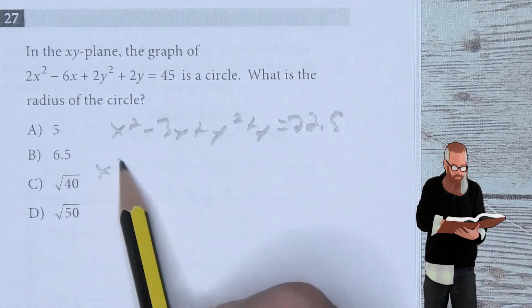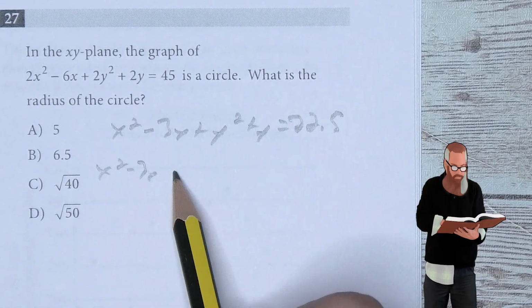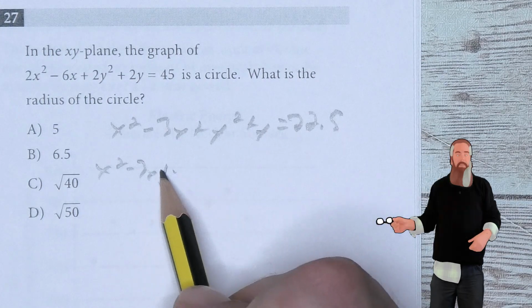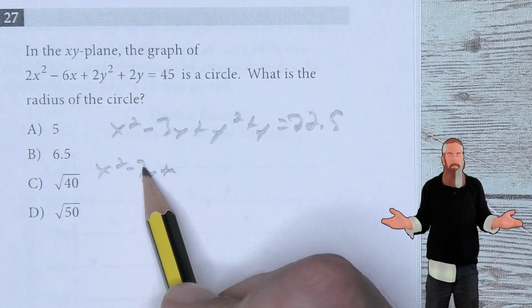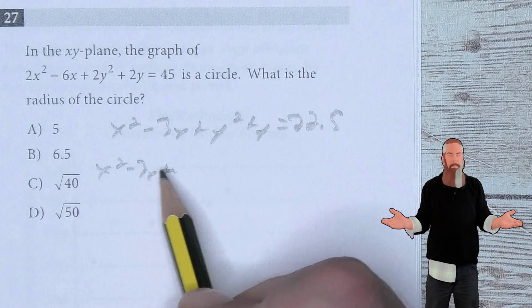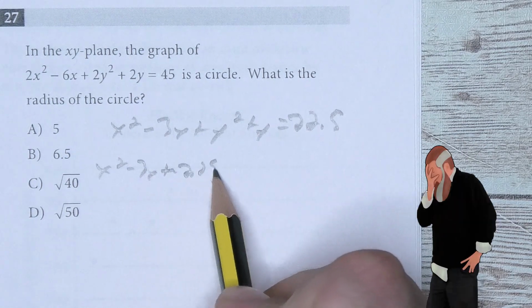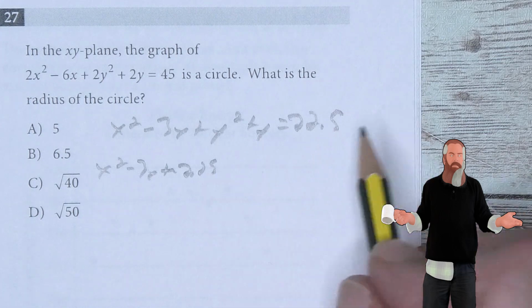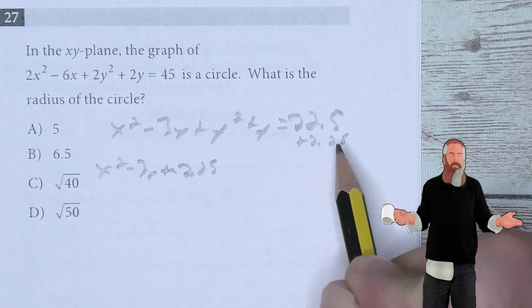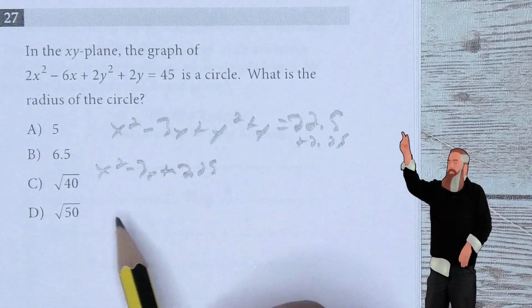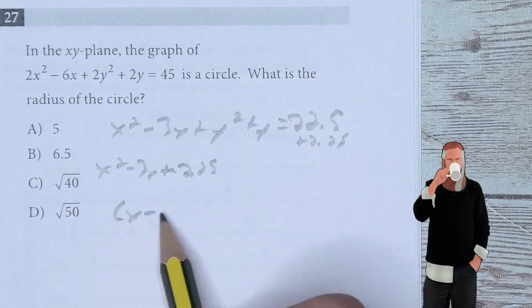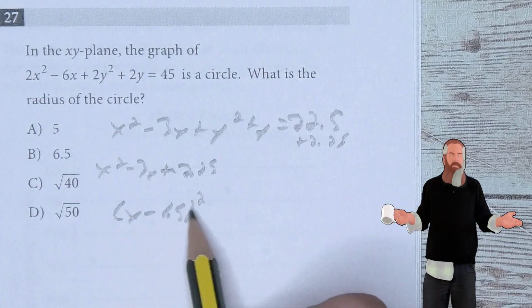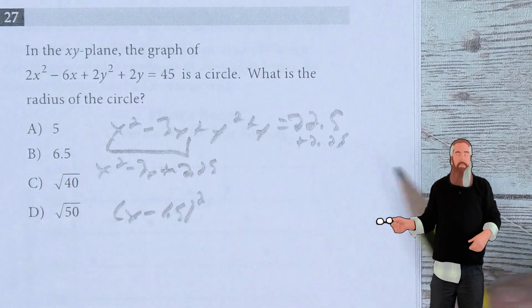Now looking at this x squared minus 3x plus a magic number that I'm going to choose, which is half of 3 squared, so I get 2.25. The reason that I'm going to do that and add 2.25 is to make this a perfect square. This means that I can get (x minus 1.5) squared for this part of the equation.